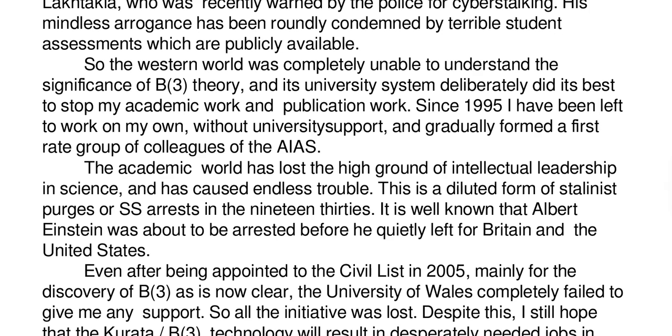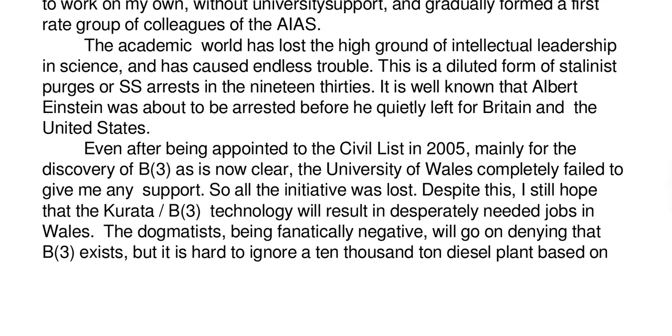It is well known that Albert Einstein was about to be arrested by the SS before he quietly left, but very quickly left for Britain through the Netherlands and then left for the United States. I think he was offered a post at Magdalen College, Oxford, but went to Princeton. Even after being appointed to the Civil List in 2005, mainly for the discovery of B3 as is now clear, the University of Wales completely failed to give me any support at all, and did not even bother to correspond.